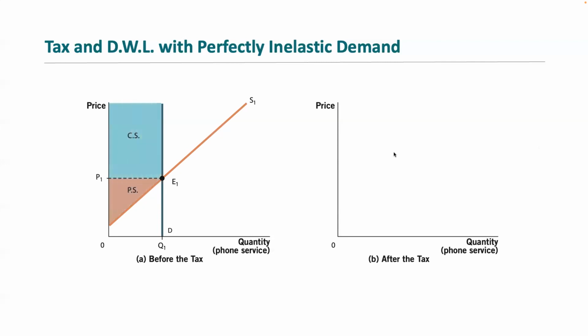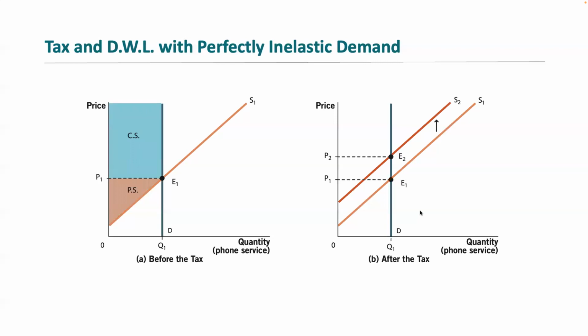We see our consumer surplus would be anything above that equilibrium point, and our producer surplus would be anything below. And then we have our right side graph, which shows our market after the tax. So we have our supply and demand curve. Our supply curve is going to shift based on that tax. We're going to move from E1 to E2, meaning that's where our new equilibrium is, and our price is going to move up to P2.